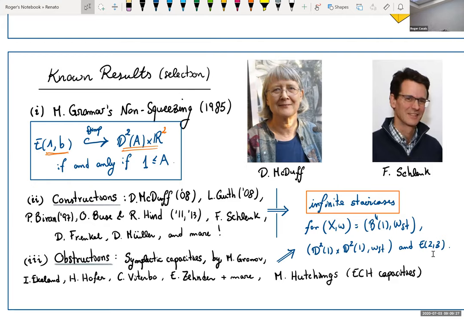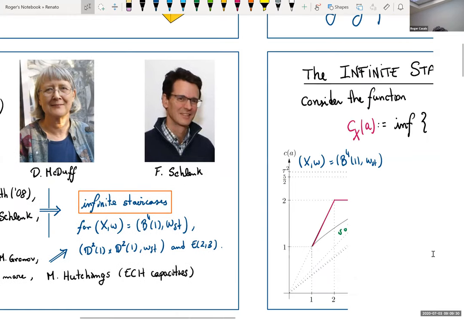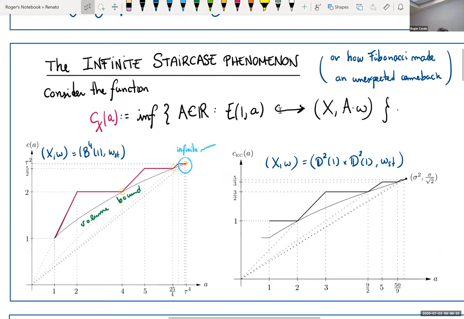Okay, so what's this deal with the infinite staircase? Here's a very cool thing that happens, again due to these people. The idea is the following: you fix your symplectic domain, (X, omega), and you ask, does an ellipsoid, say you normalize the first semi-axis to be 1, so an ellipsoid E(1,a), embed into my domain? Of course, if your domain is small enough, if you rescale the form by a very small constant, it doesn't have enough volume to fit this ellipsoid. So you allow yourself to rescale the symplectic form so as to at least beat the volume obstruction. And then you ask, and this is this infimum in here, what is the smallest rescaling for which I do admit an embedding of the ellipsoid?